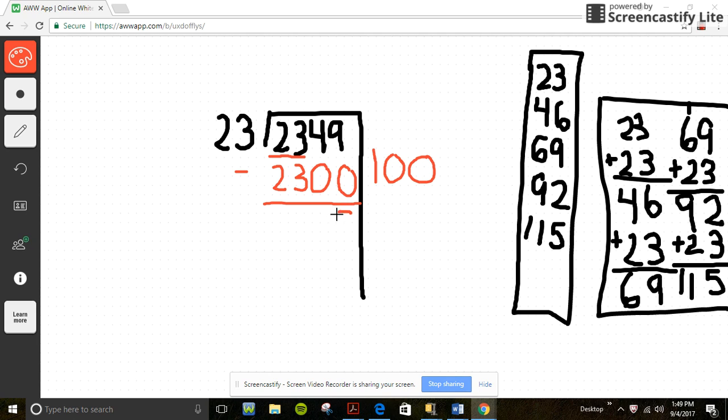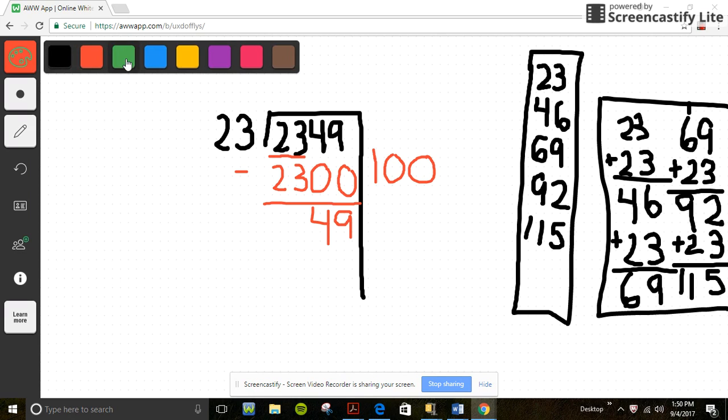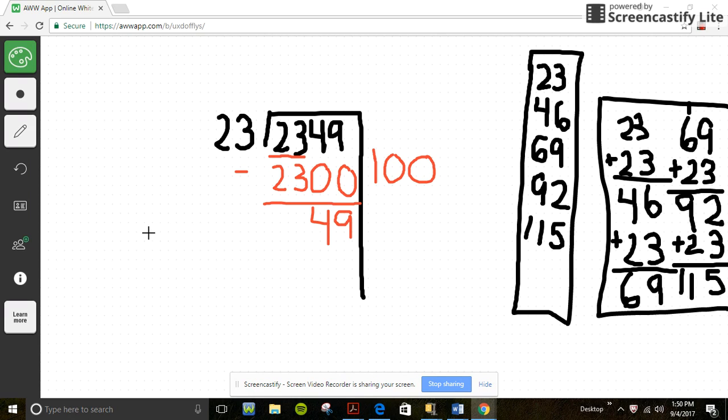So then 9 minus 0 is 9, and 4 minus 0 is 4. And then at that point, I'm going to start the whole process over. I'm going to change my pen color out to green. And this time I'm going to use the same strategy again.